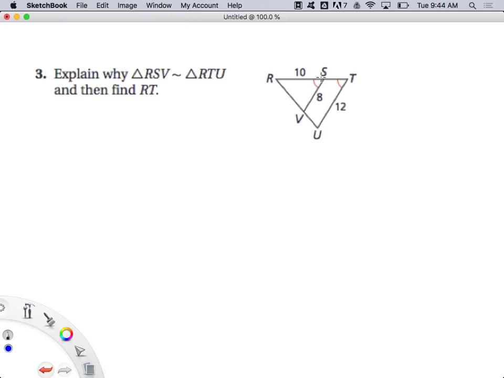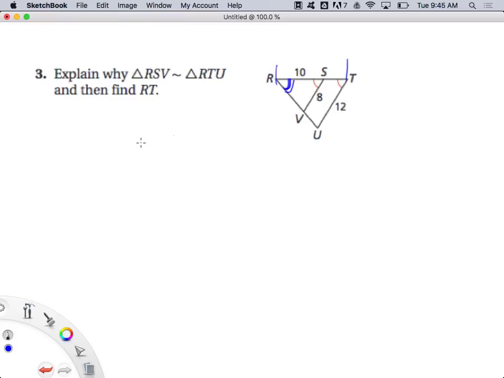I know these two are similar because of angle-angle similarity. Look, this angle is the same for both triangles. That angle is the same for both triangles. So therefore, they're similar by angle-angle similarity. It now wants us to find RT, which is the distance from here to here.